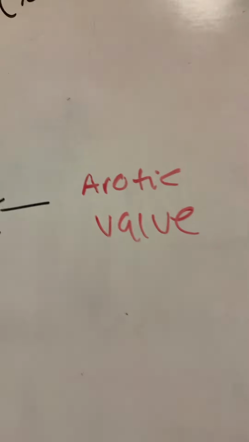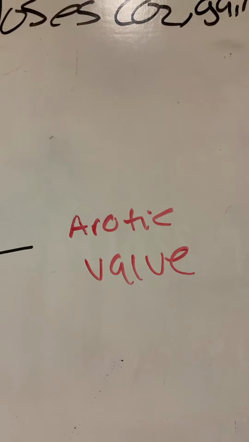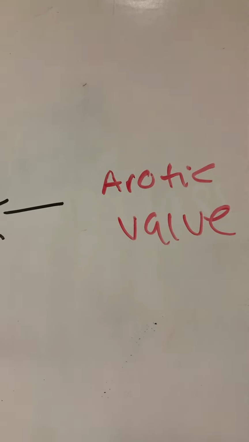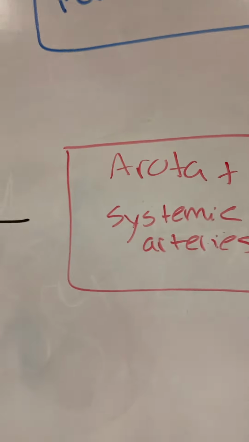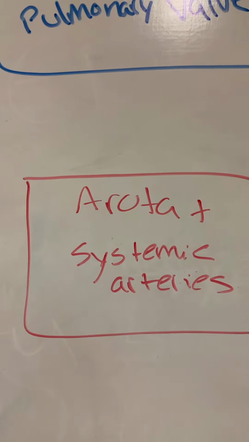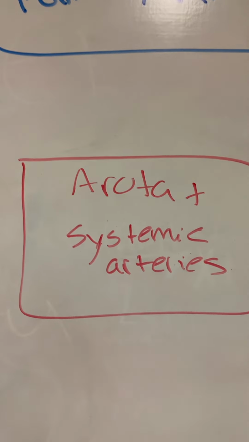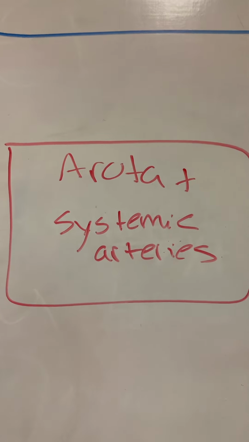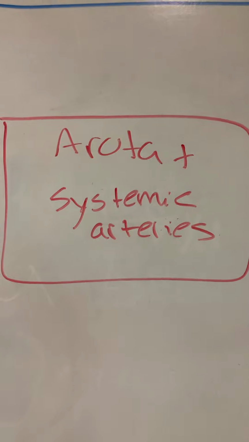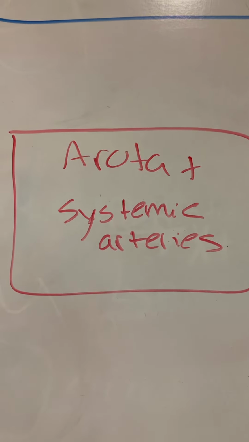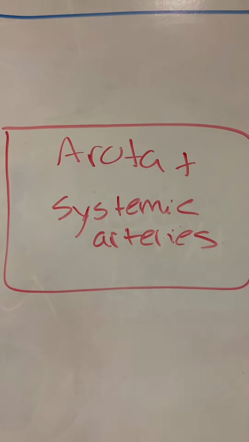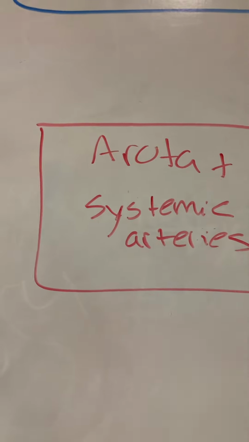go to the aortic valve. And then after this, it will go to the aorta, which carries blood away from the heart to the rest of the body, which is also through the systemic arteries, which are blood vessels that come from the aorta to transport oxygenated blood and nutrients to the body.